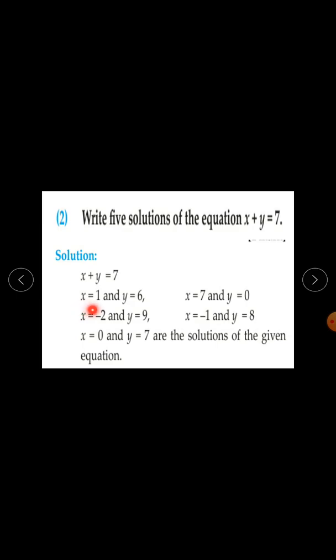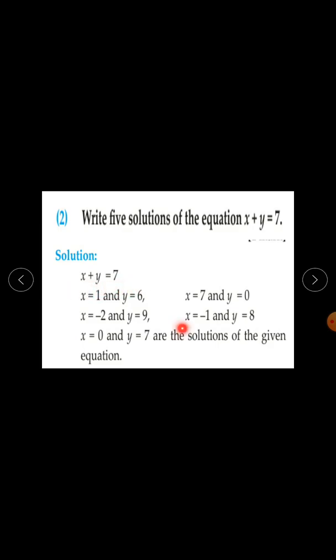So when x equal to 1 and y equal to 6, 1 plus 6 is 7. So the first solution is x equal to 1 and y equal to 6. Second solution, x equal to minus 2 and y equal to 9, because minus 2 plus 9 equal to 7. Third solution, x equal to 7 and y equal to 0. So 7 plus 0 equal to 7.